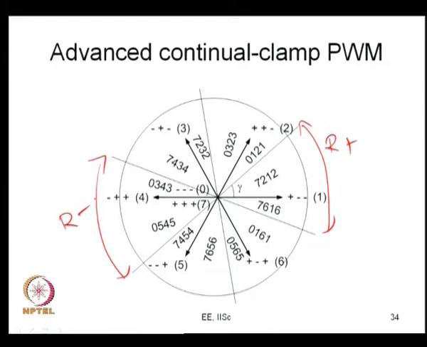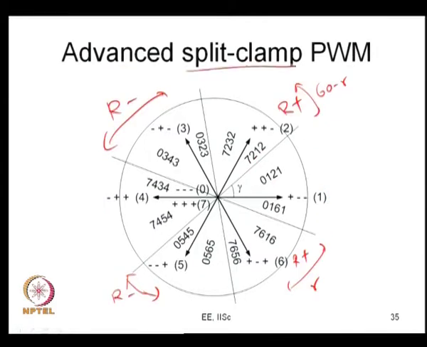So, you can extend the ideas of continual clamp to advanced continual clamp by using these sequences 7212 and 0121. Similarly, you can extend the idea of split clamp to advanced split clamp by utilizing the sequences 0121 and 7212. So, this is what we have been doing now.